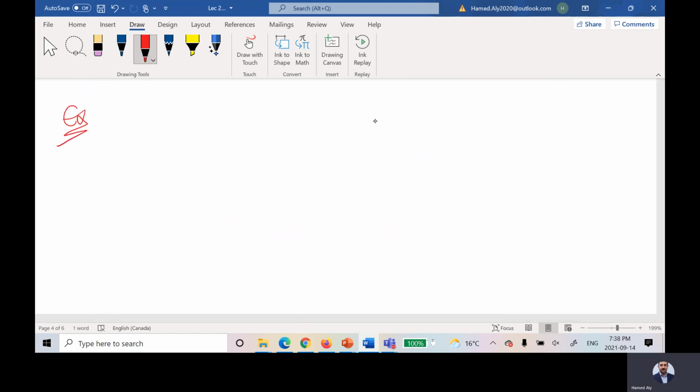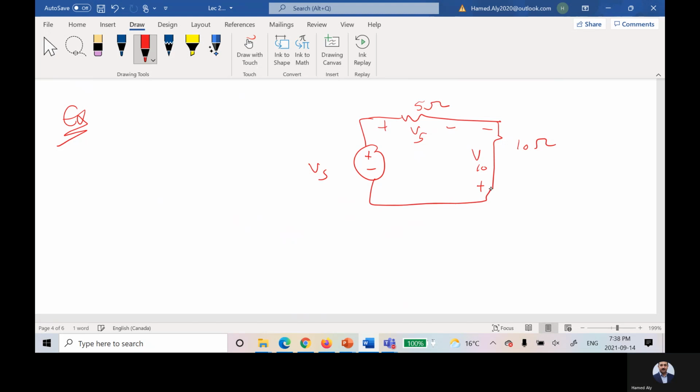So for the following circuit, this is Vs, this is 5 ohms, this is 10 ohms. This one is named V10, for the resistor 10, and this one is named V5. And he's telling me that the current in this circuit is equal to 2 amperes. What's needed: calculate Vs.